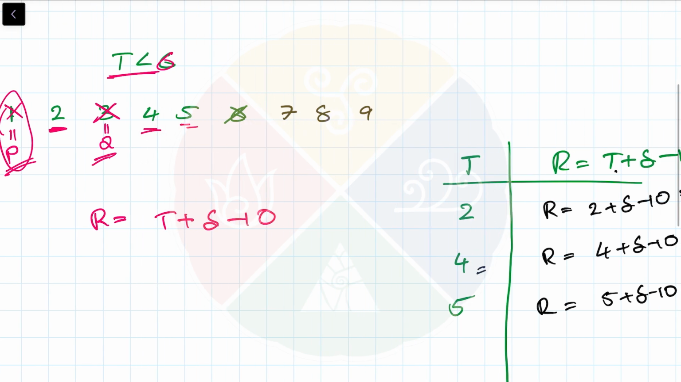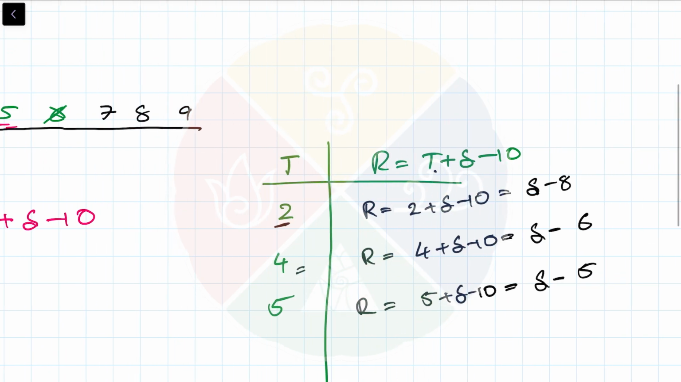In the first set, 1 is already taken by P. In all the sets, 1, P and Q are assigned. We cannot give the numbers 1 and 3 to anyone. And T can only take the values which are less than 6. So in the first case, I have given the value of T to be 2. Now the remaining values 4, 5, 7, 8, 9 are free.